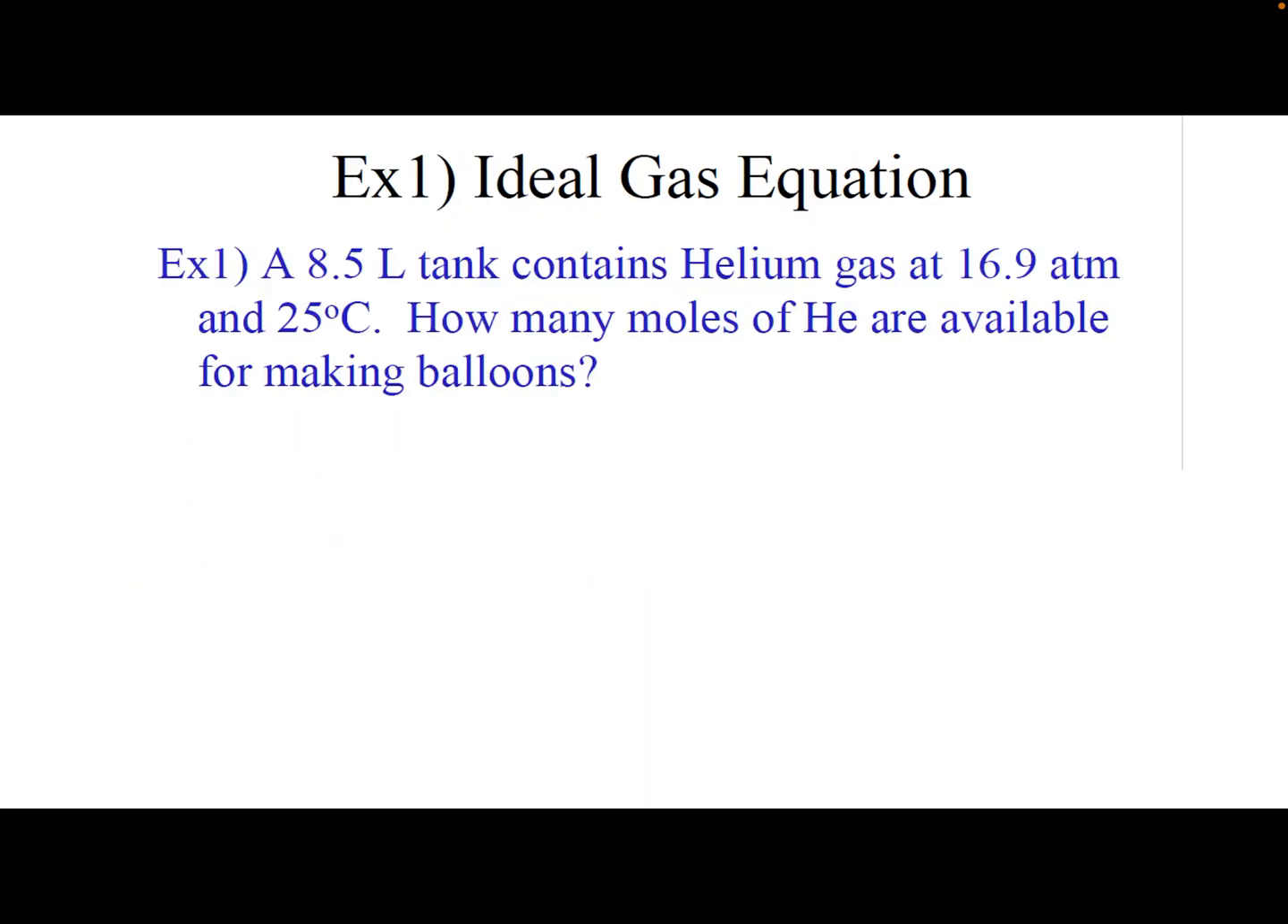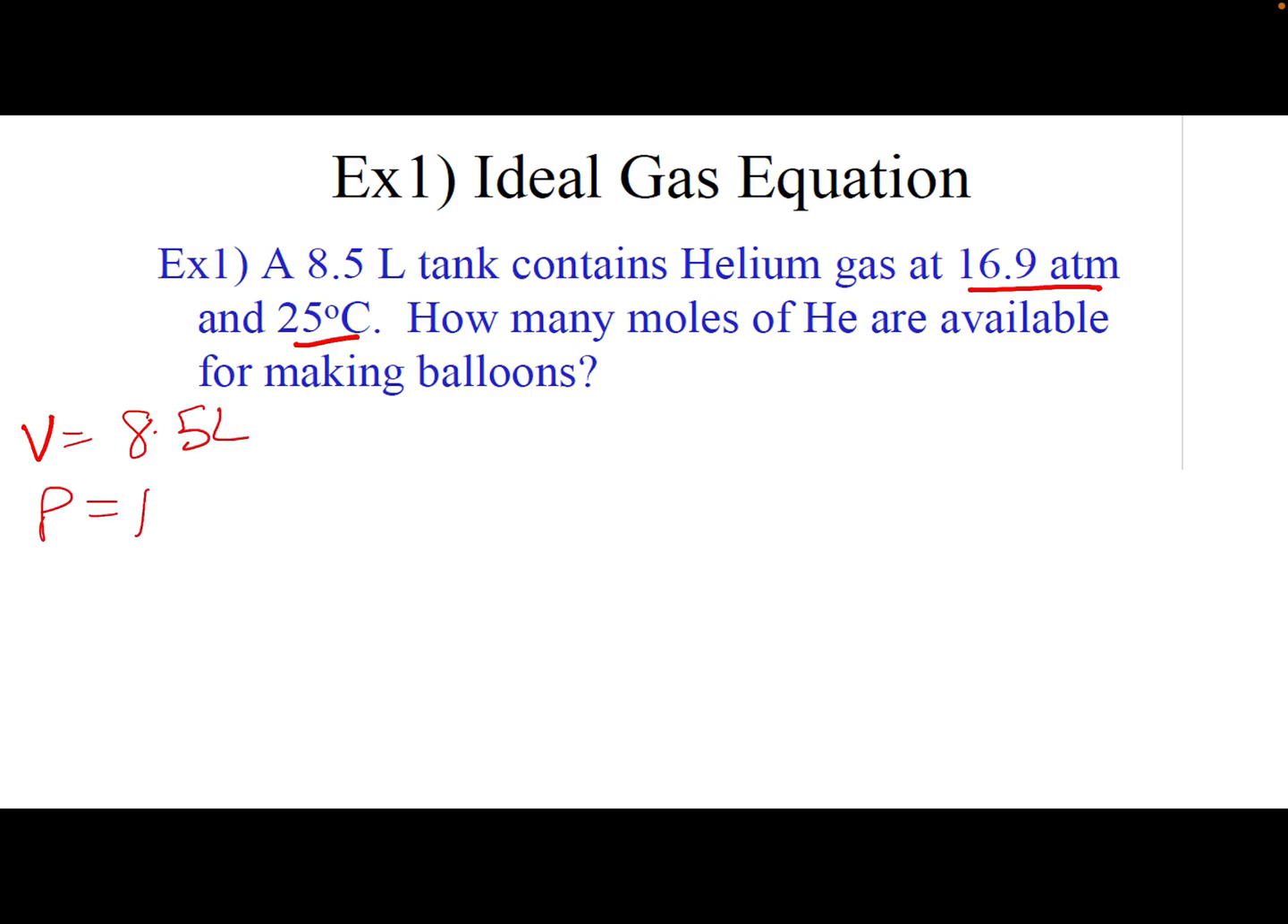So if we do an ideal gas equation, here we have an 8.5 liter tank. It contains helium gas at 16.9 atmosphere and 25 degrees Celsius. So the first thing to notice here is we are not at STP. So we're going to just make an inventory. We have a volume. Our volume's 8.5 liters.